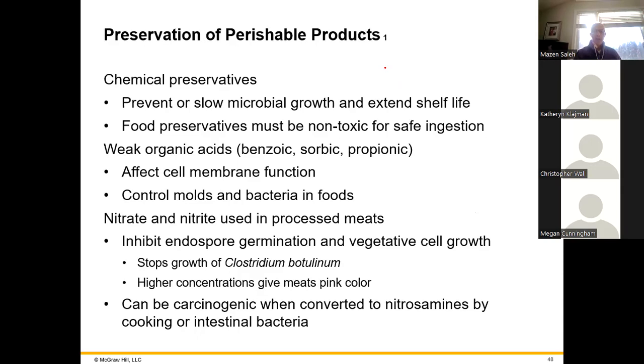Preservation of perishable products. So, chemical preservatives. I mentioned organic acids before, weak organic acids, right? So I'm sure you've seen these. Benzoic acid, used quite extensively, sorbic acid, even more, and propionic acids. Sorbic and propionic acids, those are considered safe organic acids, even at relatively higher concentrations. So these are typically the ones of choice.